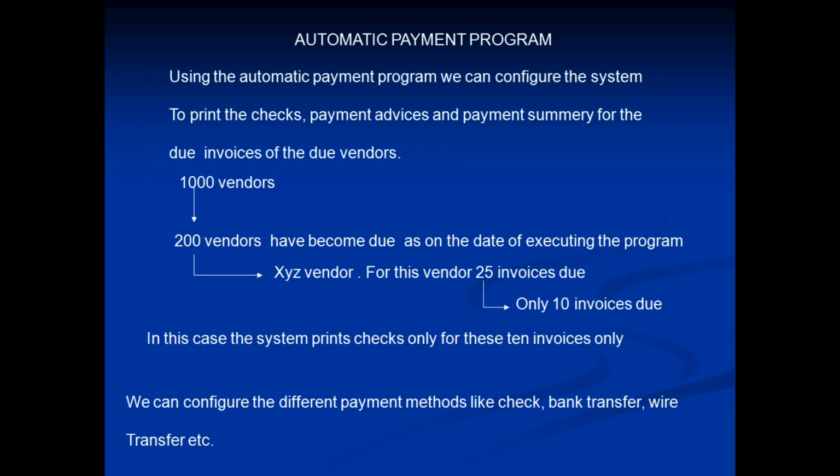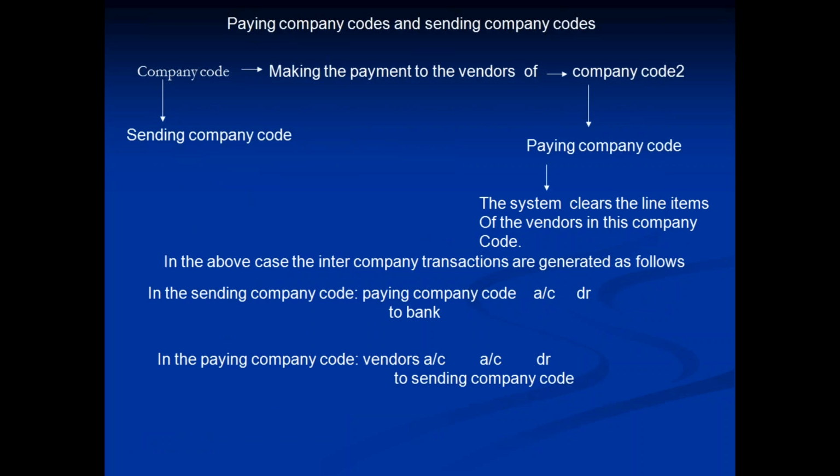Then it says that we can configure different payment methods, through which we can process the payment for our vendor. It could be check, bank transfer, or wire transfer. Then it says we have a concept of paying company code and sending company code in the automatic payment program. What is that? There is a process in a company where we follow centralized procurement or centralized payment.